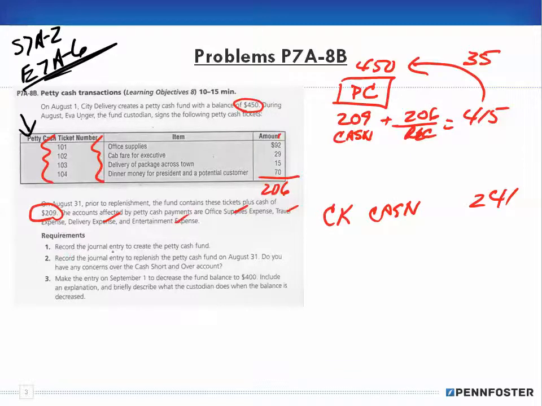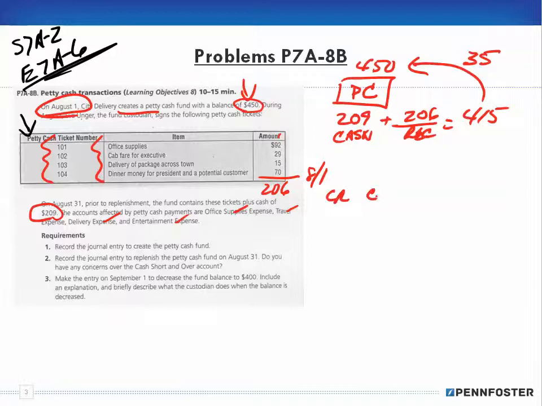So number one here says record the journal entry to create the petty cash fund, right? So on August 1st, right here, we're creating the petty cash fund with a balance of $450. So we credit our cash for $450 and debit petty cash for $450.